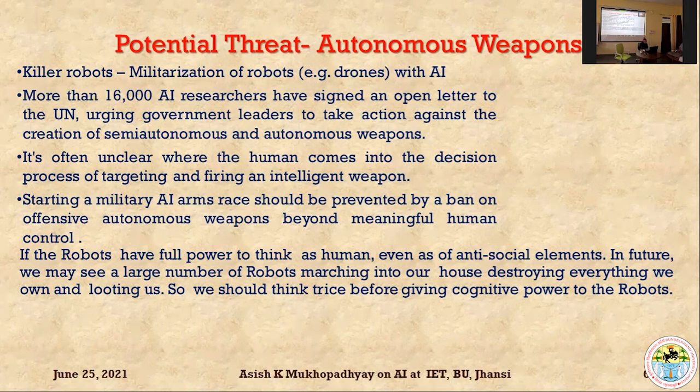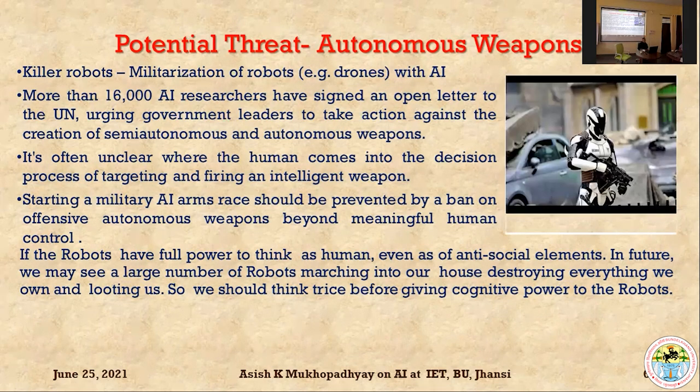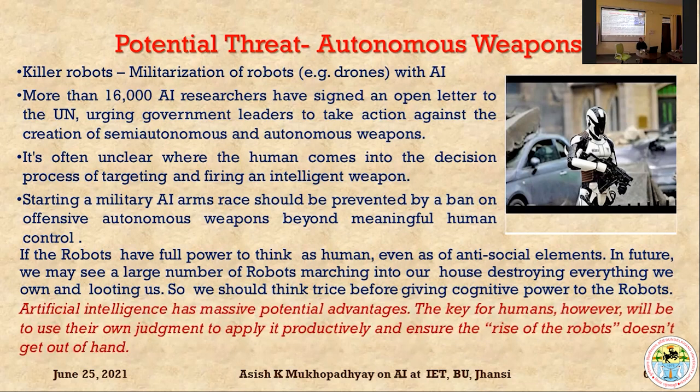It's a situation now. Suppose a robot is kept as a guard to protect me against theft of my car or anything. If it goes wrong and becomes an animal, it will shoot even us. Instead of firing at the miscreants, it will fire at me. Who will control them? Artificial, that is my answer.